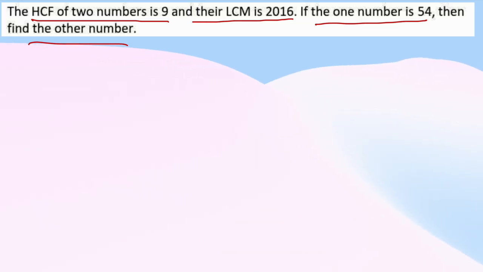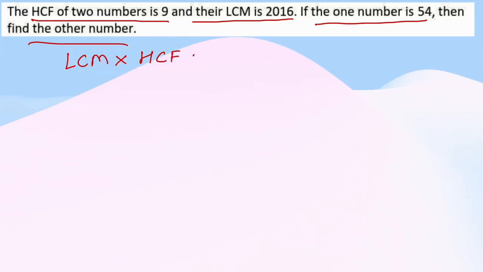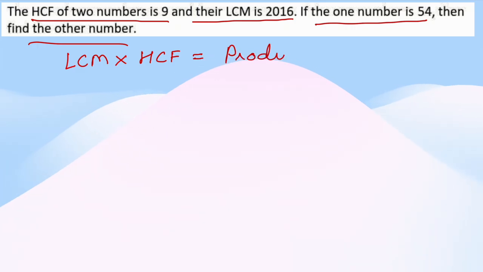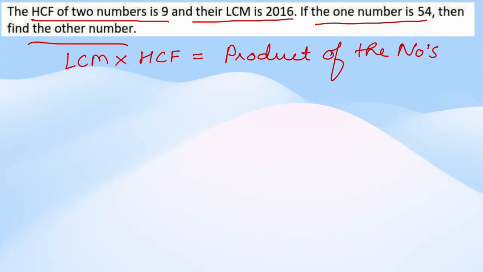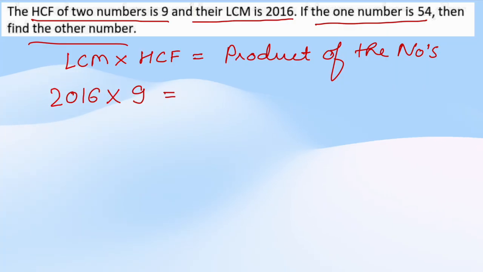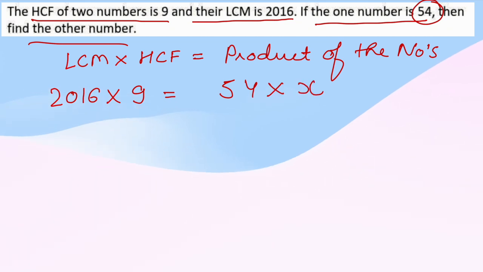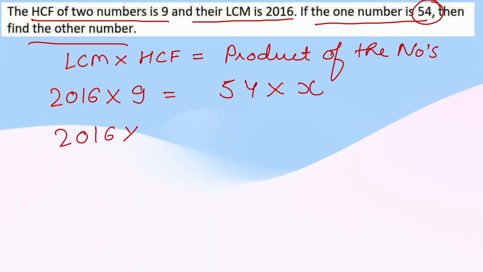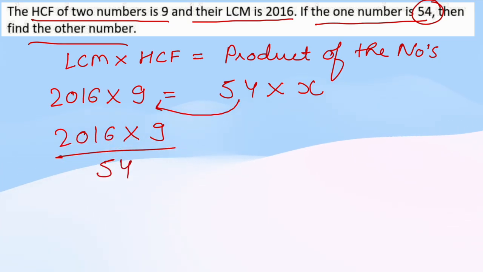Again the same thing: LCM into HCF is equal to the product of the numbers, right? LCM is how much? 2016. HCF is 9. This is equal to the product of the numbers. If one number is 54, it means 54 into, let the other number be x. We have to find the value of x. So x will be how much? 2016 into 9. If I shift this 54 to the other side, it will be division by 54, equals x.